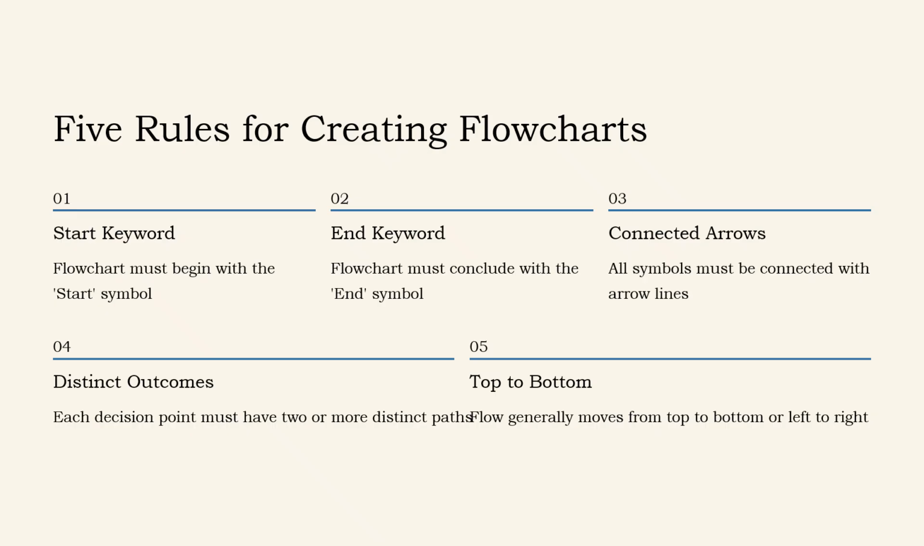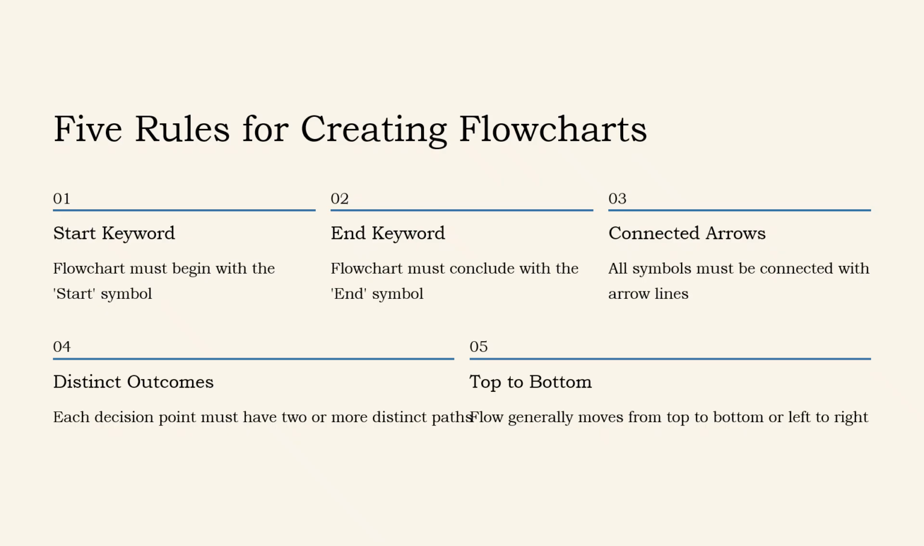Rule 4. Distinct outcomes in decisions. Each decision symbol must have at least two possible paths, like yes or no, true or false. The next rule is logical flow direction. Flowcharts usually move either top to bottom or left to right.